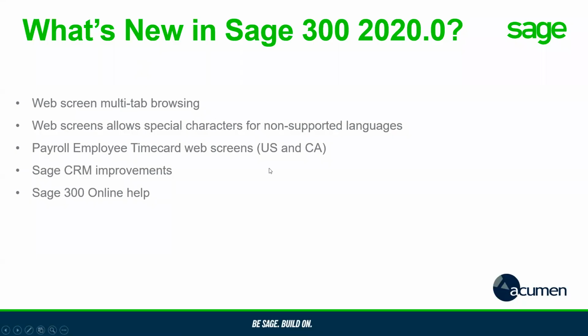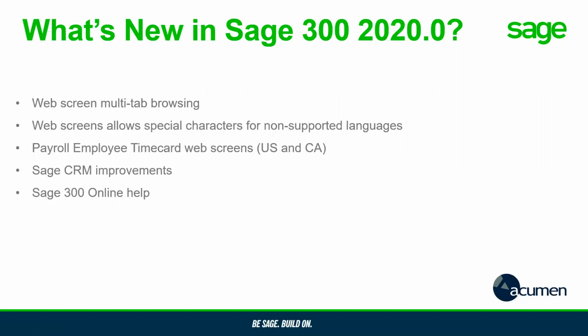Now, in 2020, they really focused on web screen improvements. So there are multiple tabs now, so you can launch different companies. You can use different tabs to have different parts of the software open at the same time. So again, making the web screens easier to use and much more user friendly. They fixed a big problem, not that it was a problem for everyone, but a big problem where the web screens didn't allow any special characters. So different currency codes and unsupported languages for some of our clients that are multinational. There's a big problem there.